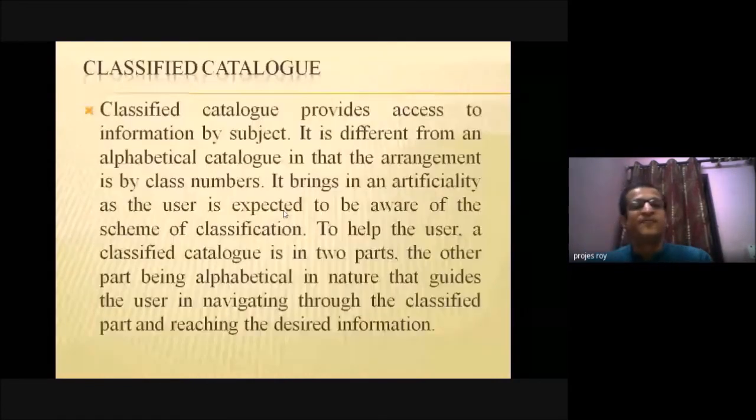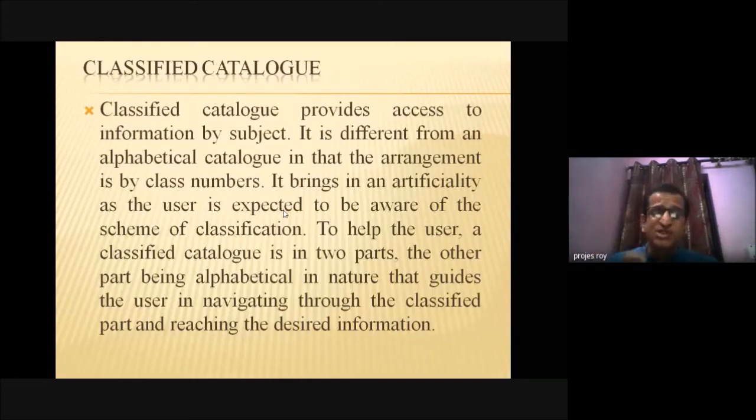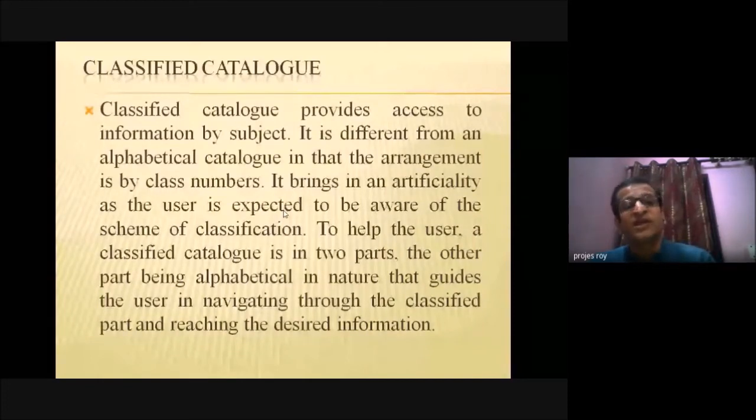Now as far as the classified catalog is concerned, the classified catalog provides access to information by subject. It is different from an alphabetical catalog. In that, the arrangement is by class number. It brings in an artificiality, as the user is expected to be aware of the scheme of classification. So in a classified catalog, if you allow people to go through the colon classification, the majority of people will be confused by that. The same thing happened with the classified catalog.